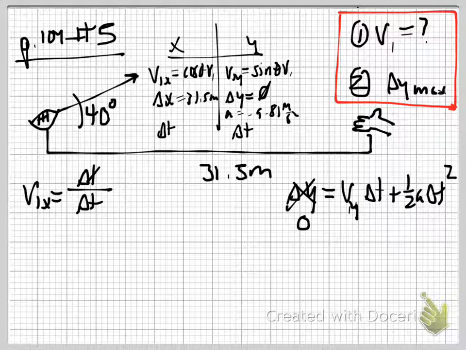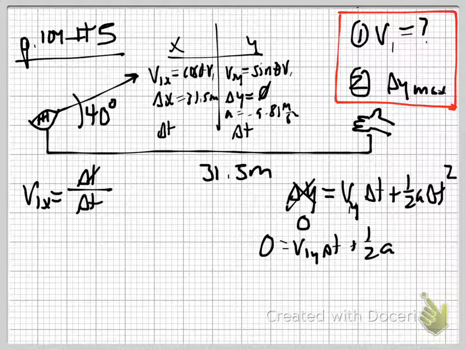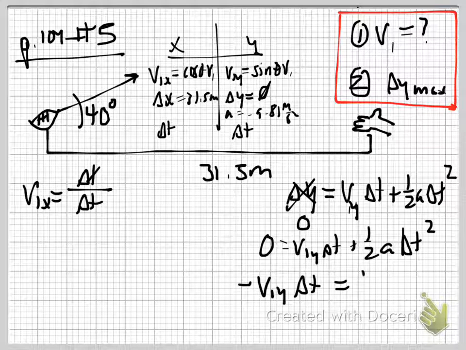So that means we have 0 equals VIY delta t plus 1/2 a delta t squared, which means we have negative VIY delta t equals 1/2 a delta t squared. This is very much the approach we took with the other one where we had no initial velocity, if you recall.